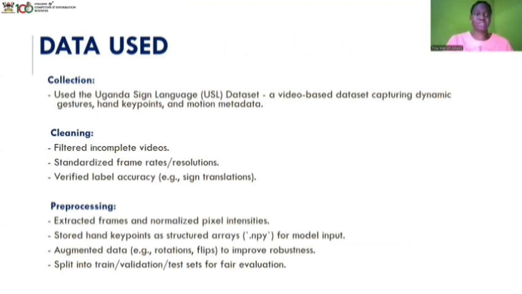So in the cleaning process, we filtered incomplete videos, standardized the frame rates, then verified the data labels to make sure they're accurate. Then we proceeded to pre-processing, where we extracted frames and normalized the pixel intensities, then stored the hand keypoints, augmented data, then split the data into train, validation, and test sets, so that we can get to know our data set more.